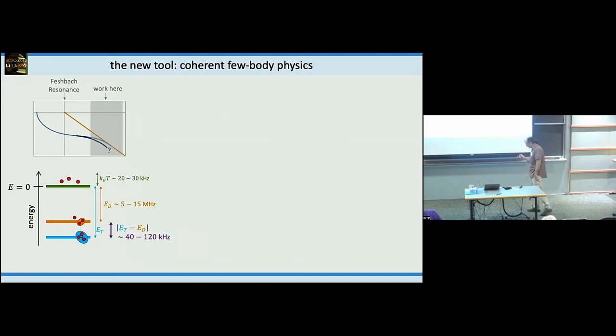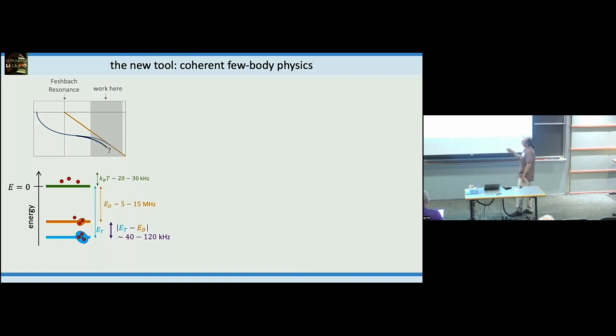The idea is that we can form the superposition state between the dimer and free atom and the trimer by applying a short pulse. This short pulse will be short enough to cover the distance between these two energy levels. And if we cover both energy levels, then we can create a superposition state.